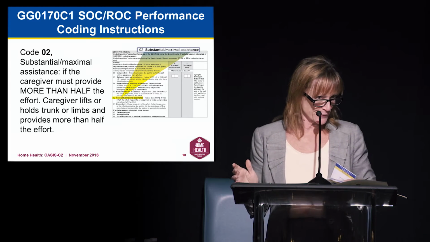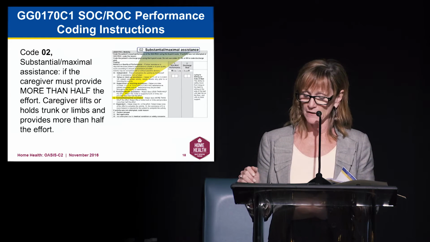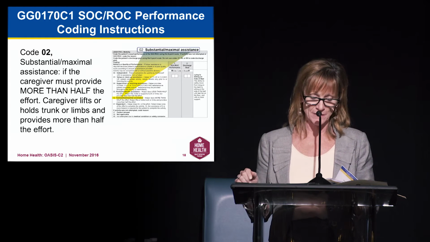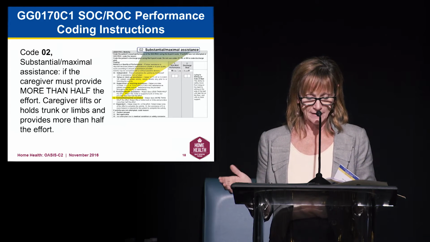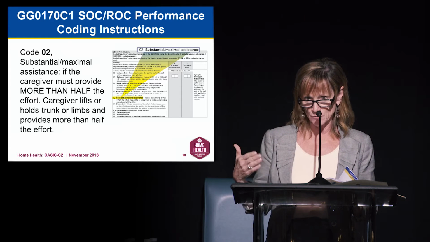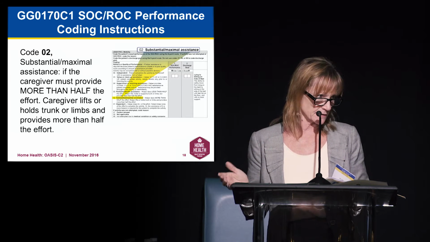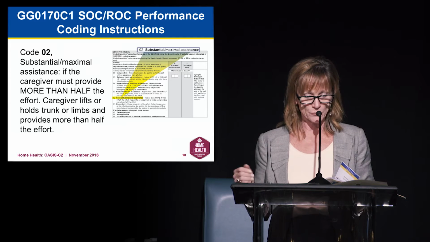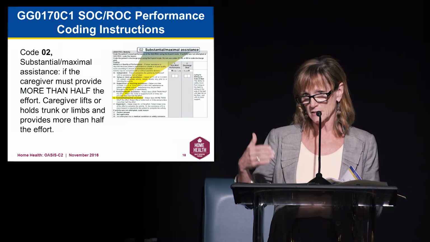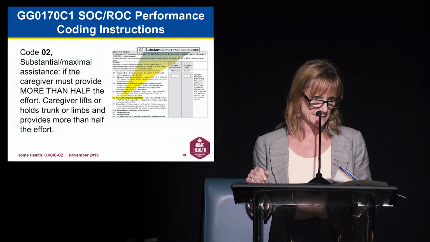So I've answered for code 2, which is when the caregiver does provide more than half of the effort to move from sitting or lying to sitting on the side of the bed. Again, the patient would be providing less than half, so the caregiver is really doing more of the work than the patient is. And this is done throughout the activity. Both code 3 and code 2 are support, assistance that the caregiver is providing throughout the entire activity.